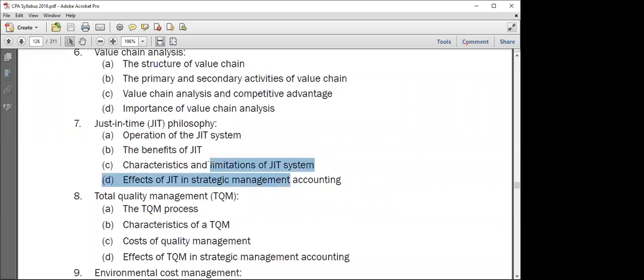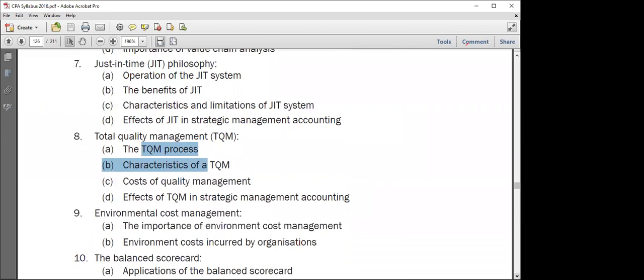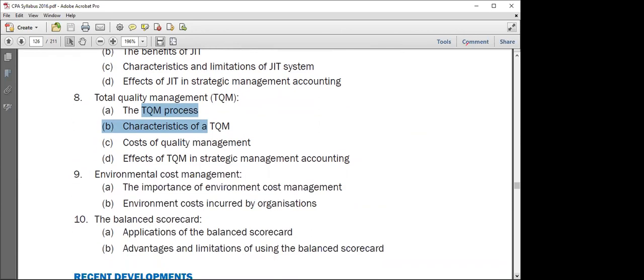The just-in-time philosophy is here. Total quality management. Total quality here means that everyone is contributing to make sure there is quality in the way production is done, from sourcing of raw materials. Every activity is towards making sure that we have quality. So that's how TQM is. Then things like balanced scorecard, environmental cost management, etc. Honestly, I've run through these very fast just to give you an insight of how the journey really looks.